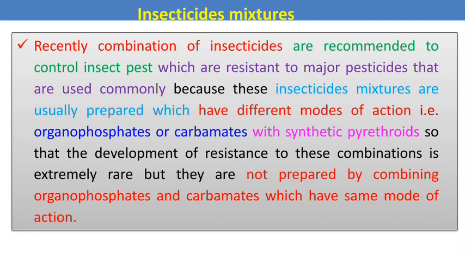It means that an insecticide mixture is a mixture which contains two insecticides that have different modes of action. Organophosphates or carbamates with a synthetic pyrethroid is the best insecticide mixture. But if you mix organophosphates and carbamates together, they have the same mode of action and they are not used as an insecticide mixture.